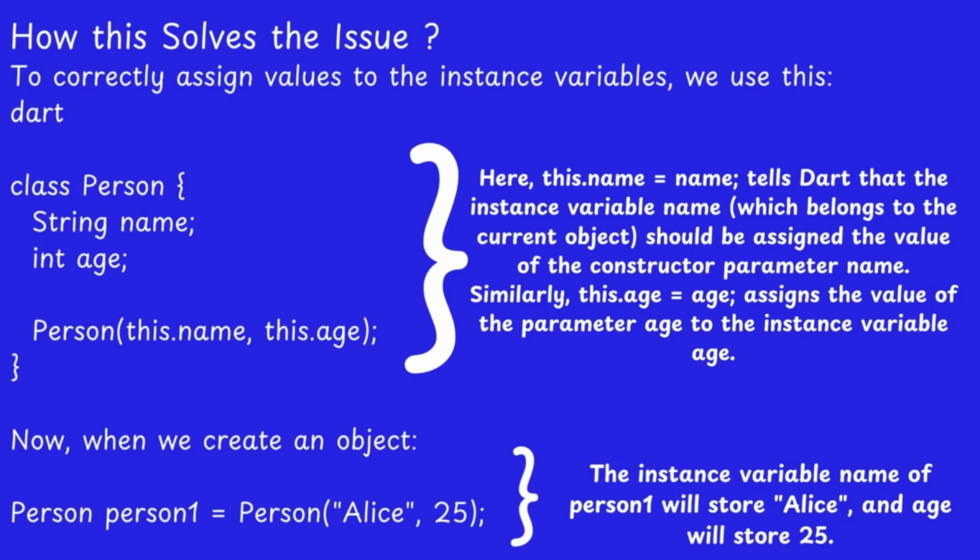Now, when we create an object, a new Person object is created with the name Elise and age 25. Since we correctly assign the values using this, the object now holds Elise as the name and 25 as the age. This ensures that our constructor works as intended, making the code clear, efficient, and bug-free.